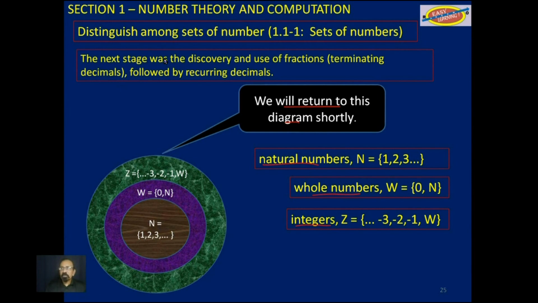The next stage was the discovery and use of fractions. We have terminating decimals and recurring decimals. Now, don't let that confuse you. I said fractions, and we think of fractions as one thing, and then I go on to say terminating decimals and recurring decimals, which indicate that decimals are also fractions, which they are.